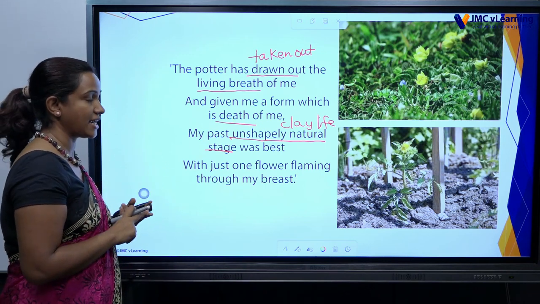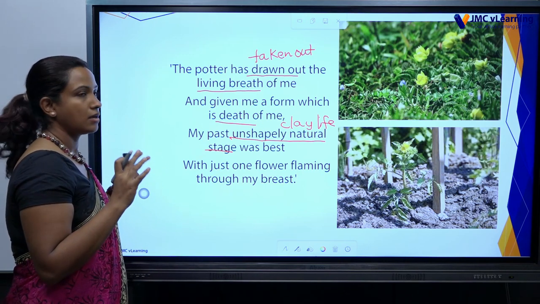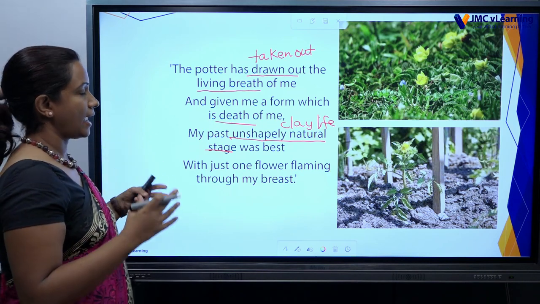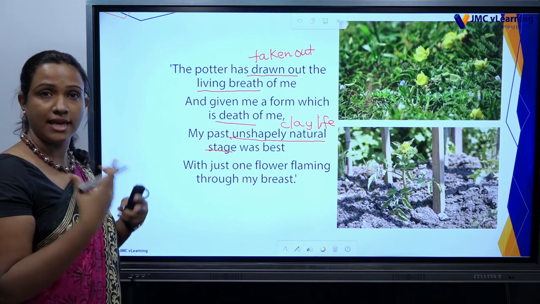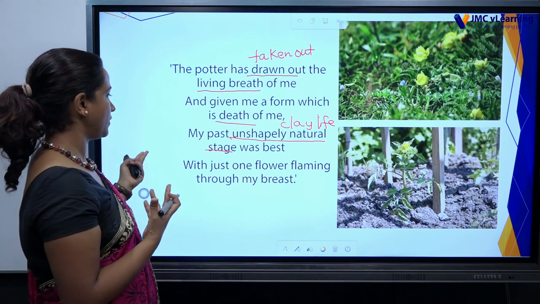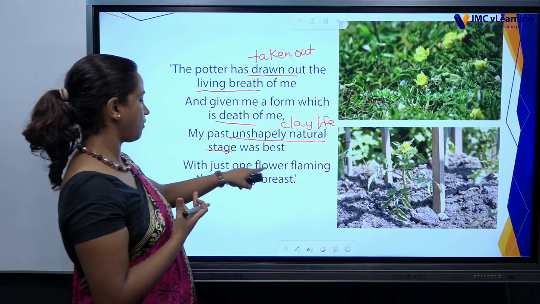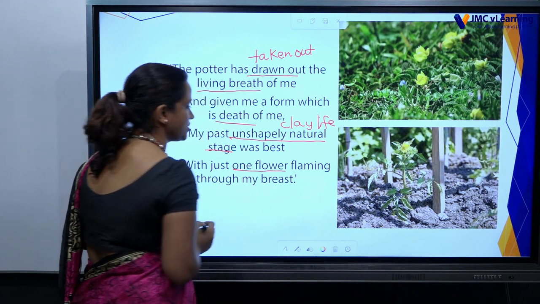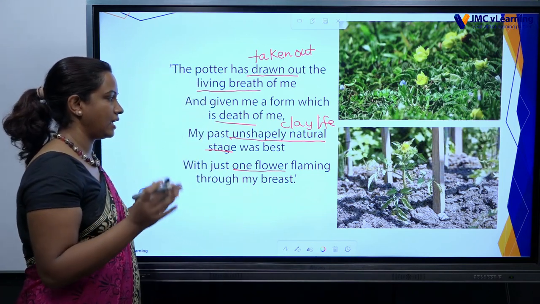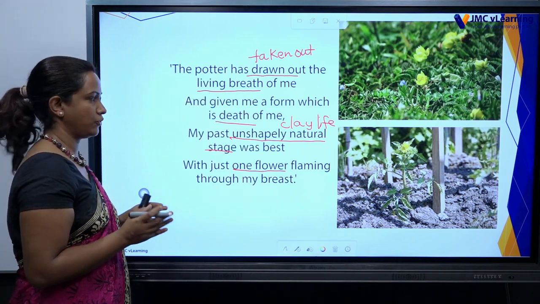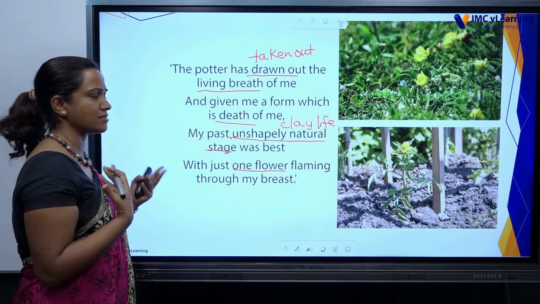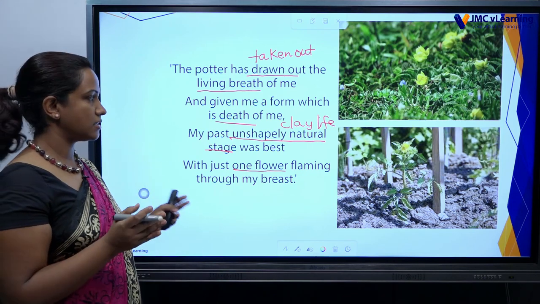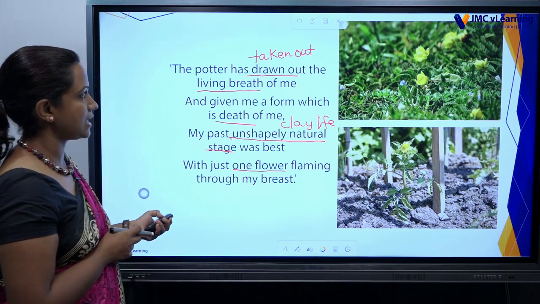Why? Because it is natural and because it was free and it had a life. Now the life is like a death and he can't even breathe. The potter has taken the breath out of him. Just with one flower flaming through my breast. Even with one flower, he just had one relationship. With that relationship, he made his life very beautiful. So he is just memorizing the past life and wants to go back and does not want to stay in the present situation. Let's move on to the next slide.